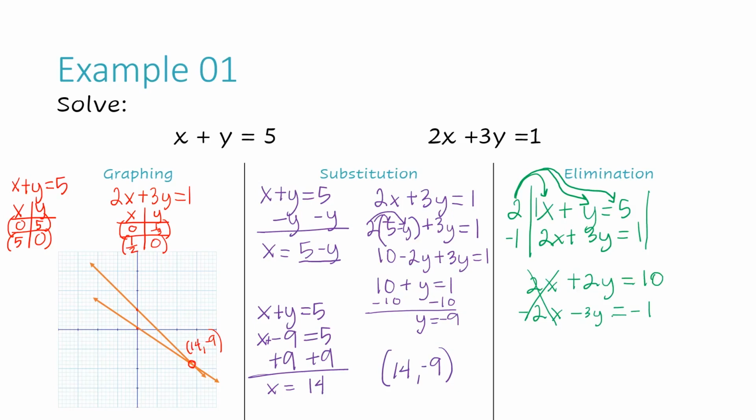2y minus 3y equals -y. And then I'm going to add straight down here. 10 minus 1 equals 9. Now, I don't want my variable to be negative, so I can remember that this is like a -1 in front of this y and divide both sides by -1. And that leaves me with y equals -9.